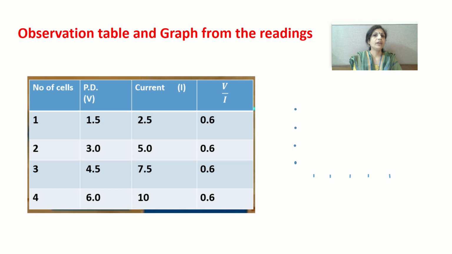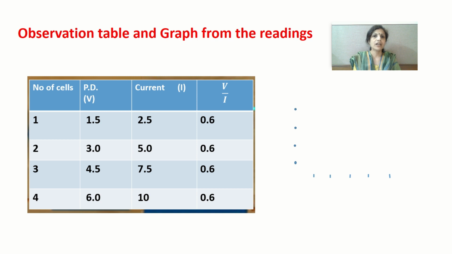So the readings which we observed in our experiment are something like this. Number of cells: when only one cell was connected in the circuit, the potential difference was 1.5 and the current was 2.5 ampere. Alright. If I take the ratio V upon I, the value is 0.6. Now when two cells were connected in the circuit, the potential difference was 3 volt, and that time the ammeter showed the reading as 5 amperes. Again, if you take the ratio of V upon I in this case, you will get the value as 0.6.